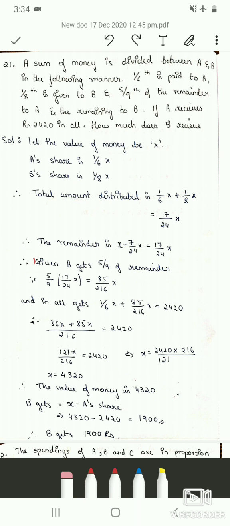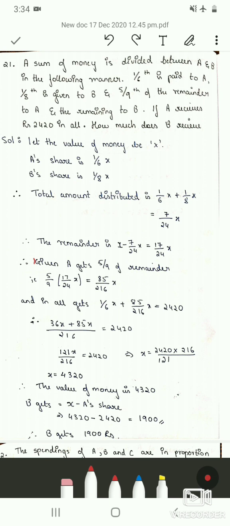So what we understand from this question is, there is an amount which is divided between two persons, A and B. They said 1/6 of the money is given to A and 1/8 is given to B. And once you distribute this, whatever amount is left, 5/9 is given to A and the rest of the thing is given to B. So if A receives rupees 2420 in total, how much does B receive? So let us see how to simplify this problem.